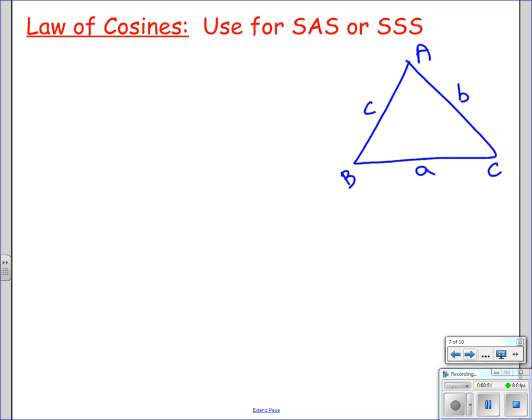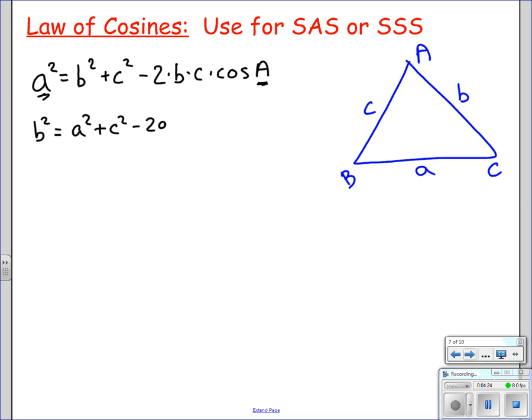So our law of cosines, and I expect you to remember this, is A squared is equal to the other two sides squared, B squared plus C squared minus 2BC times the cosine of angle A. Notice the only time that you see the A is on the two opposite sides of the equation. Then similarly, B squared is going to equal the other two sides squared minus 2AC times the cosine of angle B.